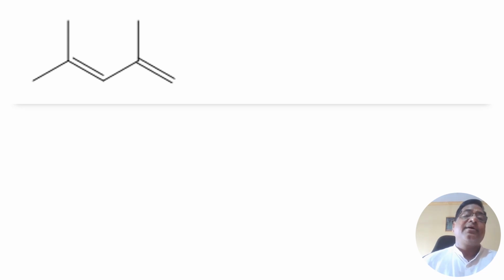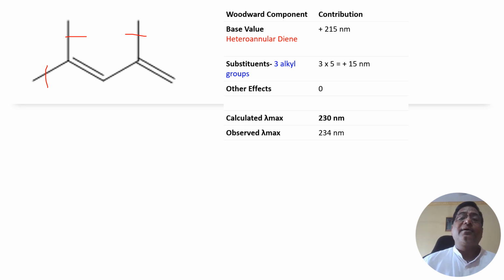Here it is a diene, but here it is an acyclic diene. So the base value we must take for this one is 217 nanometer. And then you can go for the alkyl substituent. This is one alkyl substituent. This is another alkyl substituent. Alkyl substituent means the alkyl group or carbon atom which is directly joined to this carbon-carbon double bond. So this is 1, this is 2, this is 3, and there is no other alkyl substituent here. So there are 3 alkyl substituents. You have to add this value and you can calculate the lambda max.